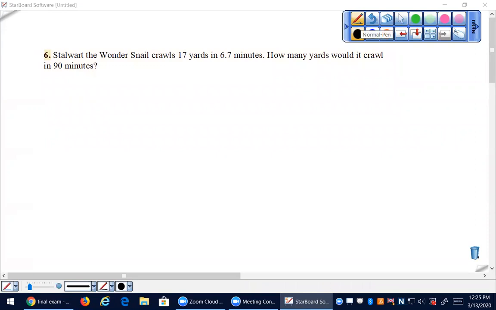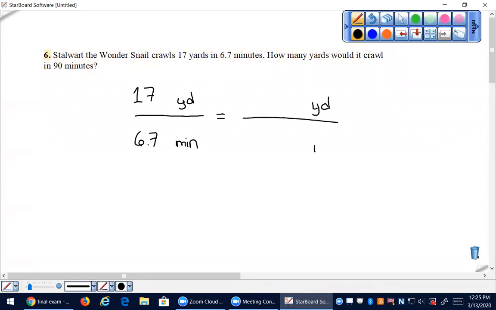So what kind of problem is it? What tools are we using from our math? Proportion. We have 2 situations. We have 3 numbers. We want the 4th one. So 17 yards, 6.7 minutes. Then I stop reading the problem. Say the other side has to be yards and minutes.